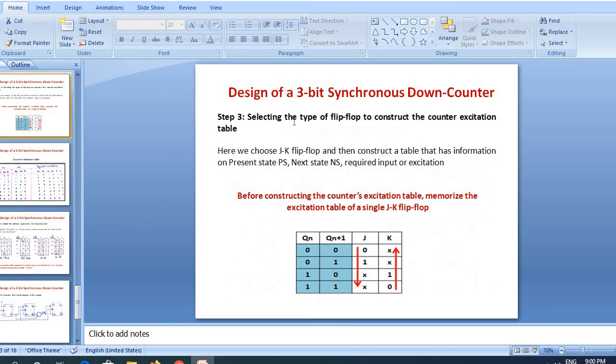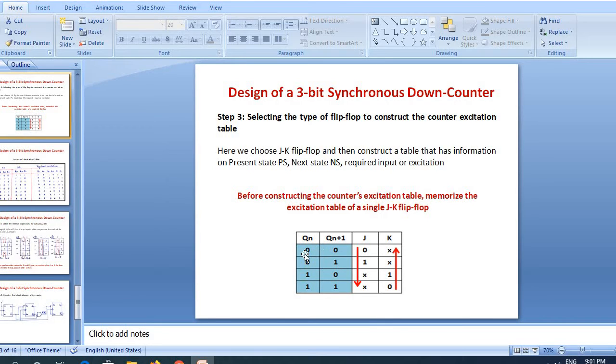Now, what is the third step? Selecting the type of flip-flop. Here also you have selected JK flip-flop, and please keep in mind this is the excitation table of a single JK flip-flop. You write the Qn, Qn+1 combinations and JK. Please learn it by heart.